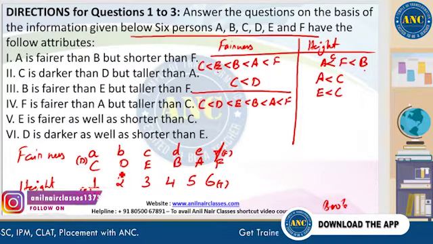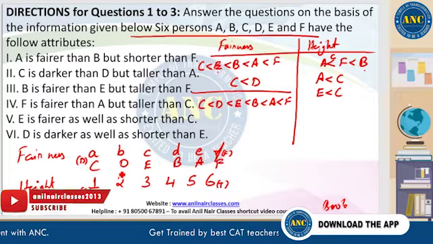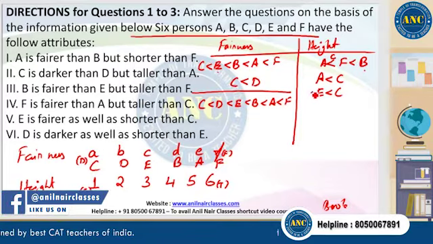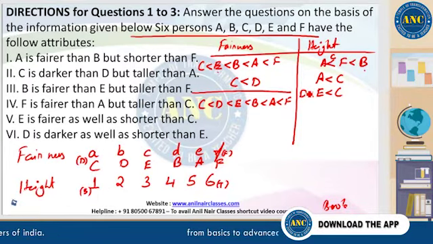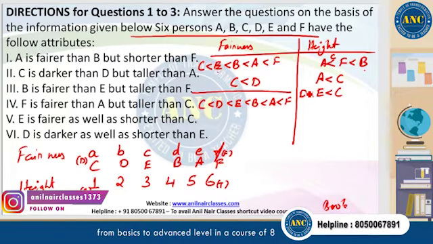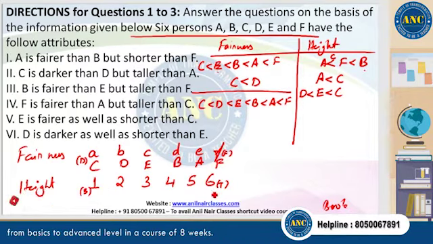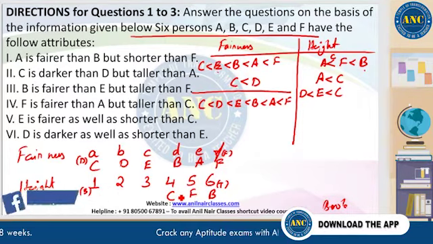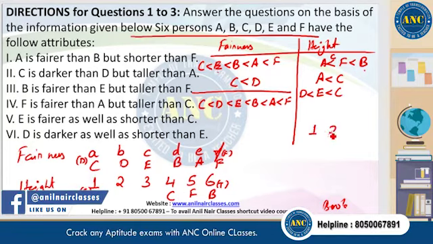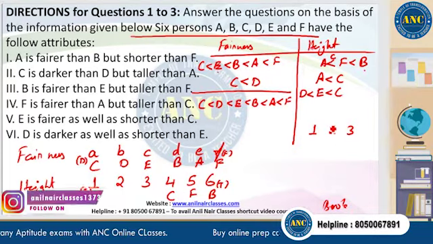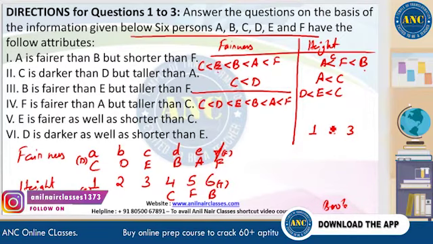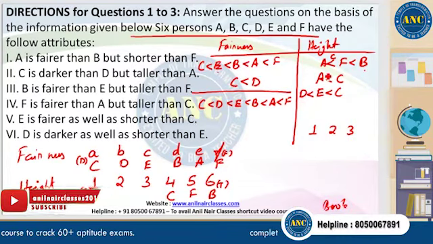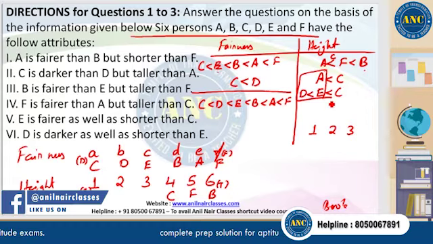But the last statement says D is darker than E, but D is also shorter than E. Now this throws up a lot of cases here, right? But we know for sure that B would be the tallest, followed by F, and then we have C. Now what happens after that? If we take the rank 1, 2, and 3, or the shortest, the second shortest and the third shortest, right? Now we are looking at these three guys, D, A, and E.